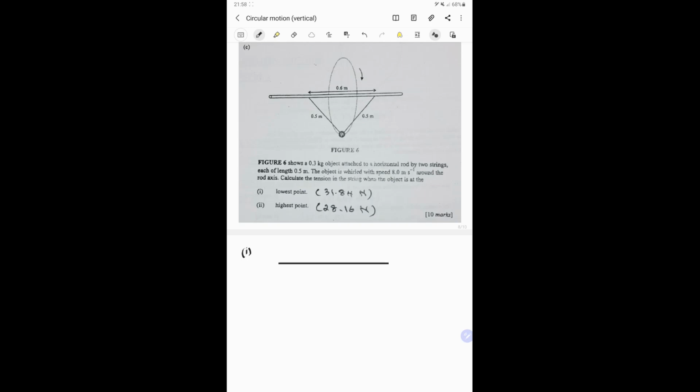Okay, this is the road, and then this is the object connected by a string, and then rotating to be like this. This is the circle made by the object. Okay, so now how many forces do we have?